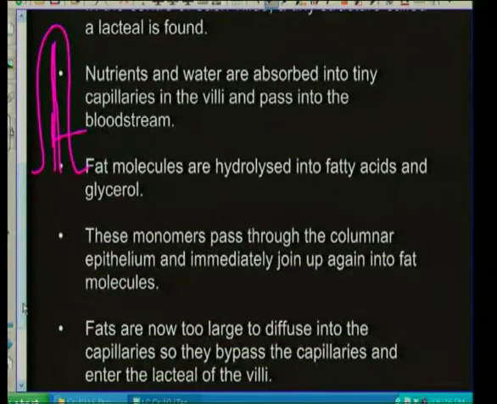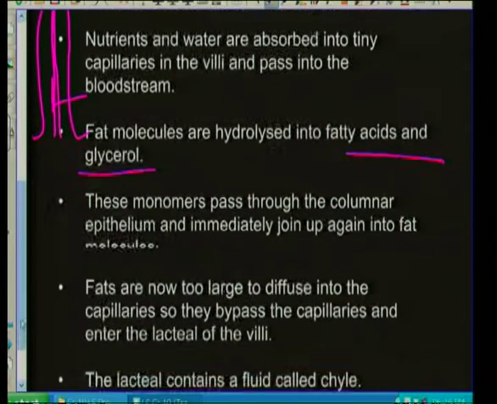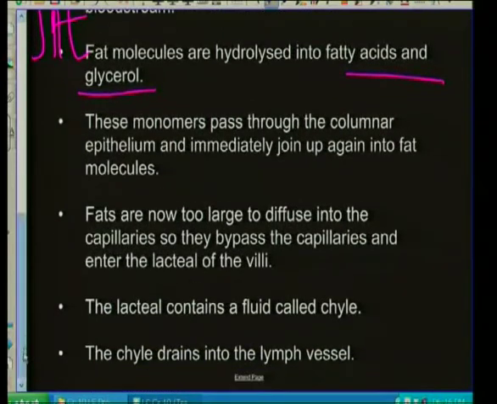So fat molecules are hydrolyzed into fatty acids and glycerol. These pass into the lacteals, and the lacteals will transport them right through the body, and this will then take it to the heart, from where it will be pumped to all parts of the body.